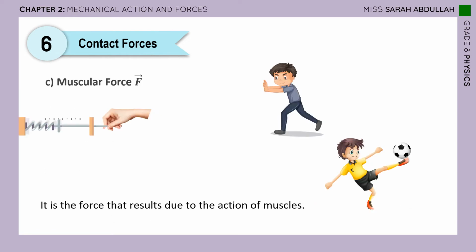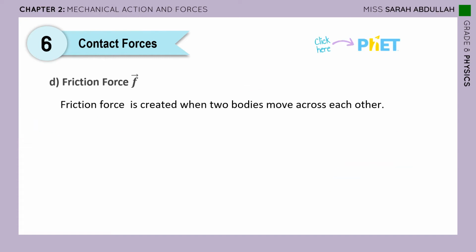And the third contact force is the muscular force, which is the force that results due to the action of muscles. I'm not going to write the characteristics of such force because it depends on how I am actually doing the force, all right? So just know that muscular force is due to the action of muscles. And the last contact force we're going to talk about is the friction force, F.